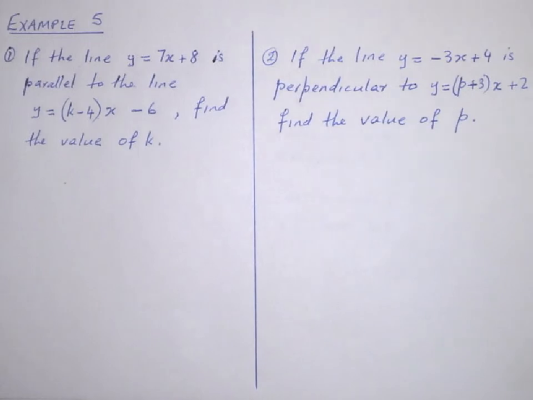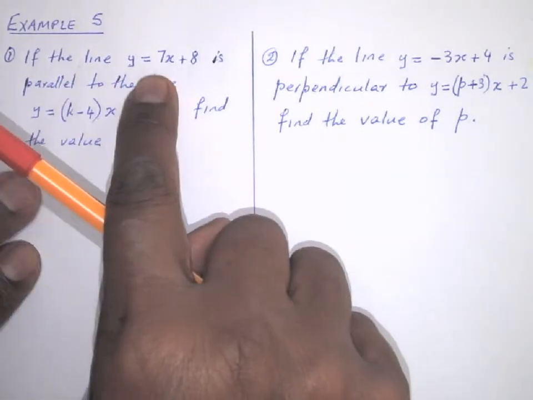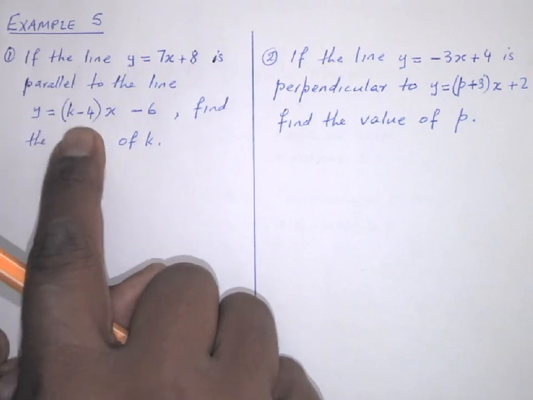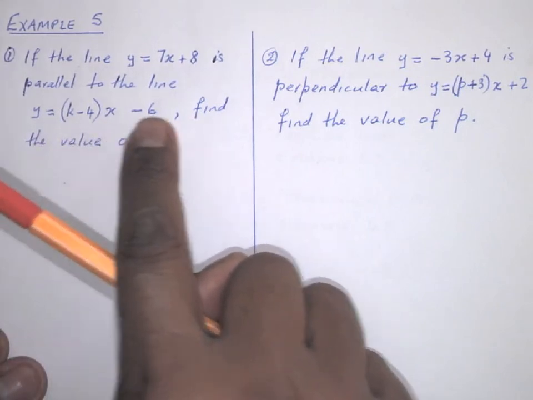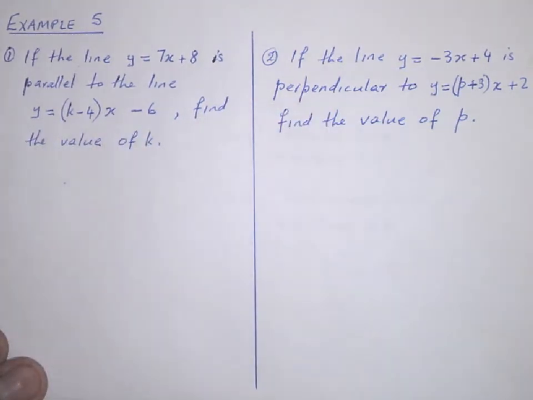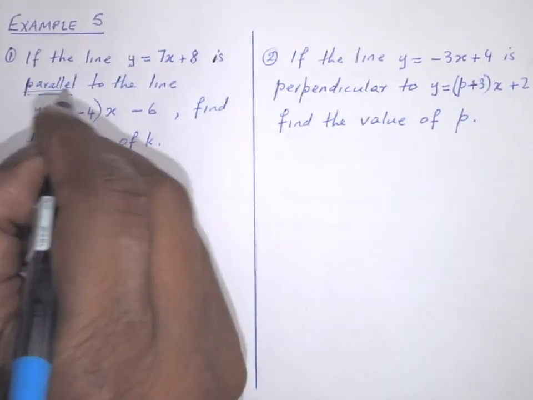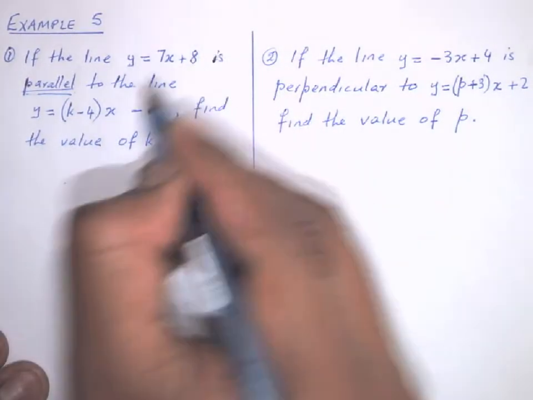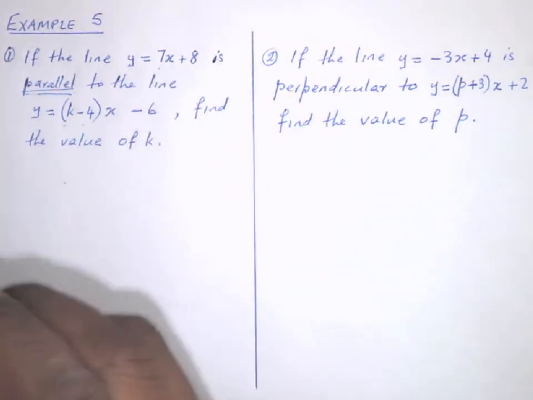Let's look at the last one. The last one says if the line y is equal to 7x plus 8 is parallel to the line y is equal to (k minus 4)x minus 6, find the value of k. How can you find the value of k? They say the lines are parallel. Now if the lines are parallel, it means that their gradients are the same.